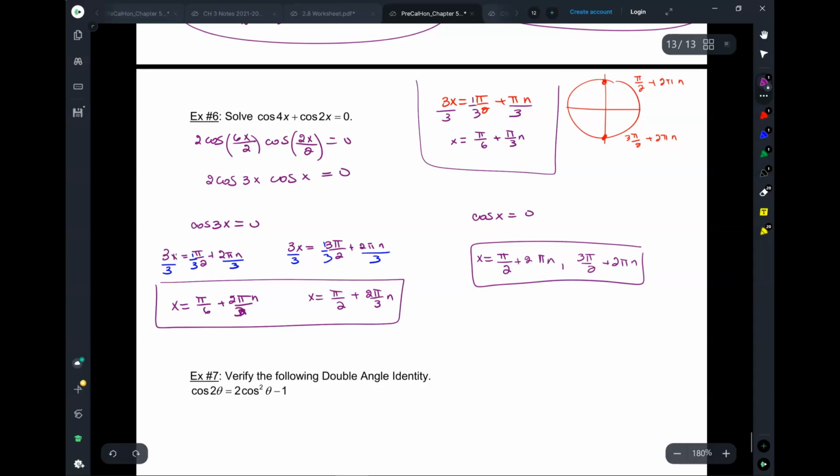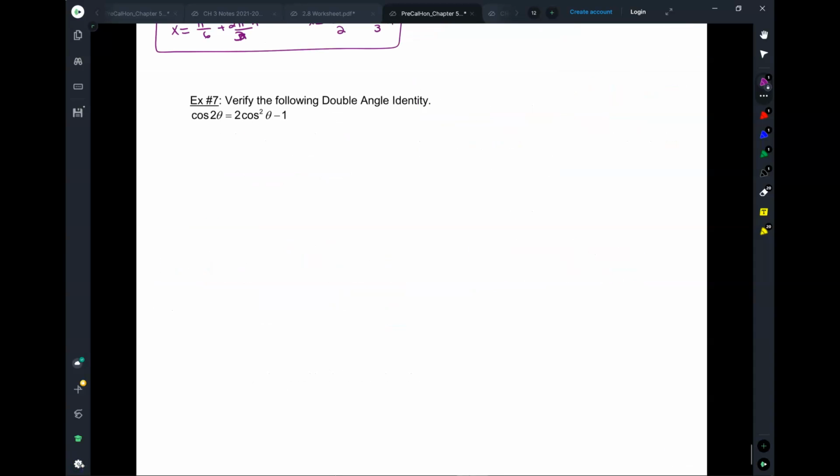Try this one. It says cosine of 2 theta is equal to that. Okay? So we're going to verify this. Let me just write it out again. Isn't that just an identity? Don't they just equal each other? Yeah, but we're trying to verify. We're trying to prove that they do. But how? Like the one we did in the other one.